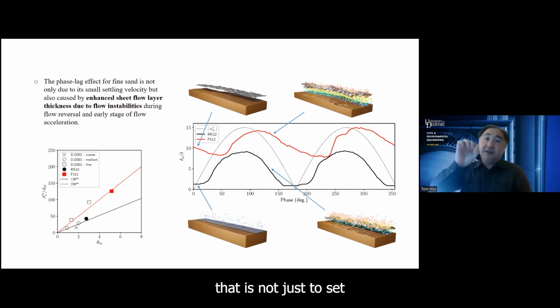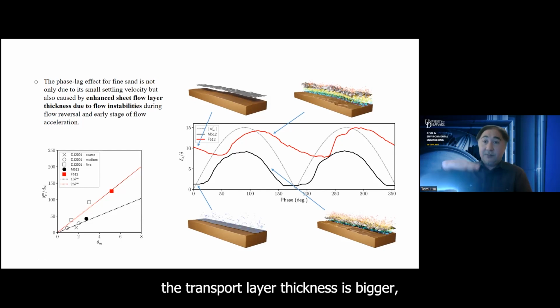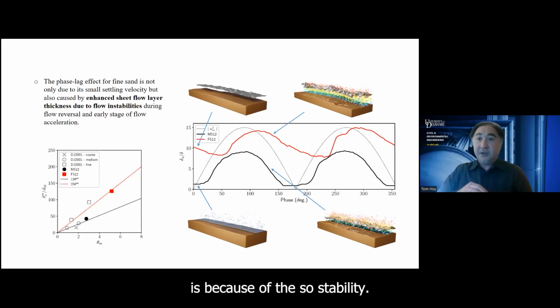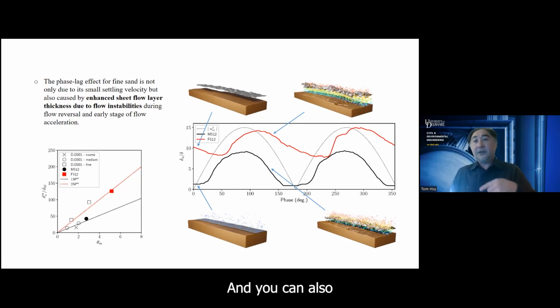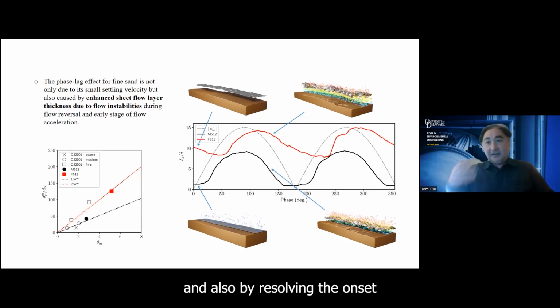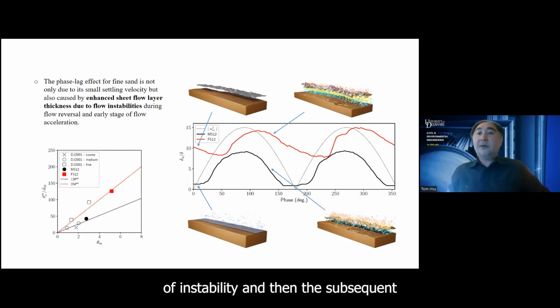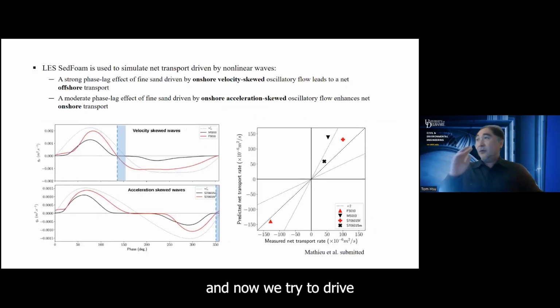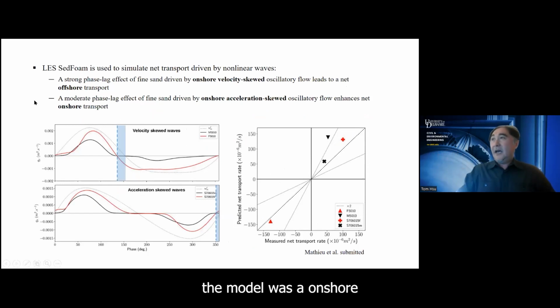So the phase lag effect could be contributed by both. That is, not just the small settling velocity of the particle, but also the fact that the transport layer thickness is bigger. But that the transport layer thickness is bigger is because of the flow instability. And you can only obtain that by resolving the onset of instability and then the subsequent growth into turbulence.